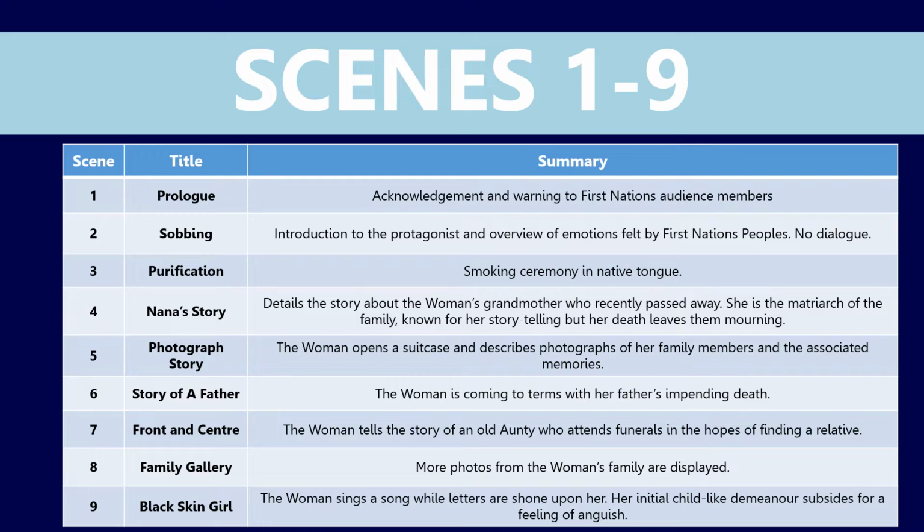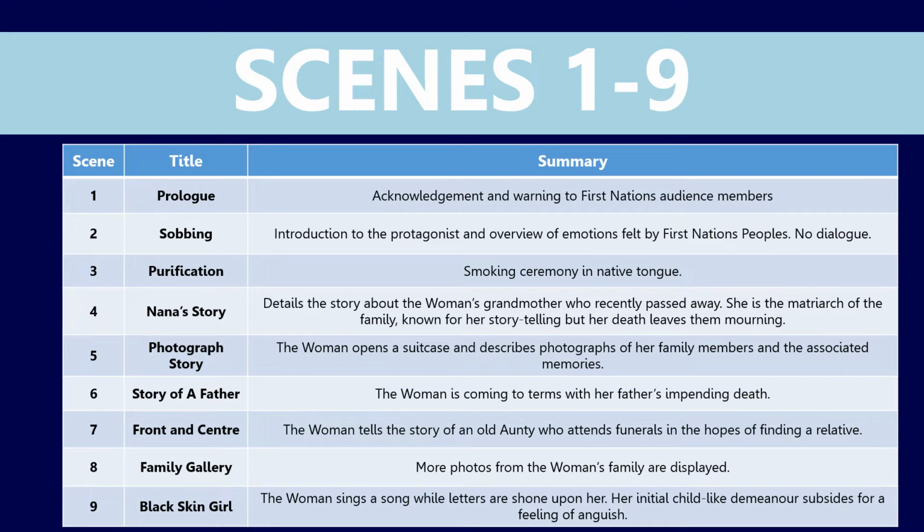Photograph story involves the woman opening up a suitcase and describing photographs of her family members and the associated memories that she has with that. And this again is very visual because some of these photographs appear on the screen for the audience. Scene 6, Story of a Father, is about the woman coming to terms with her father's impending death. He's about to die and she sits at his grave thinking about his life.